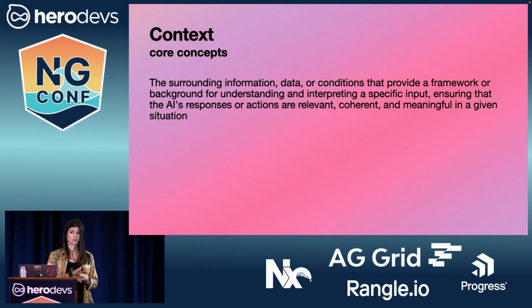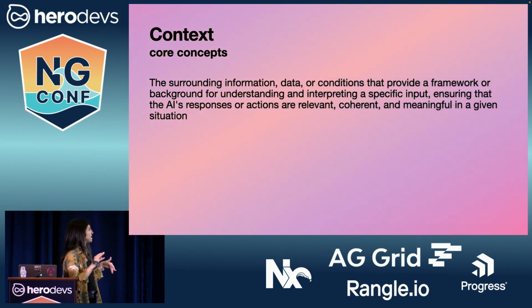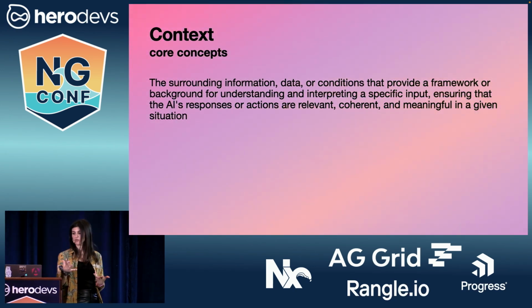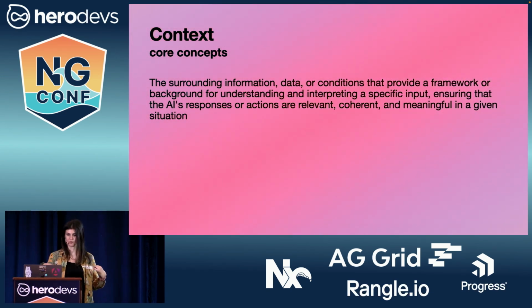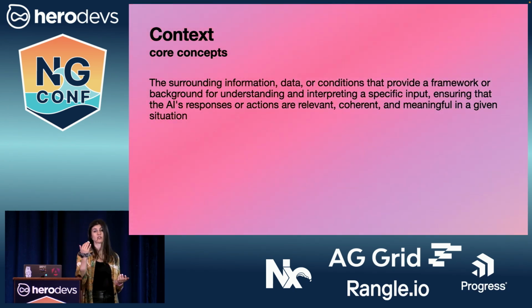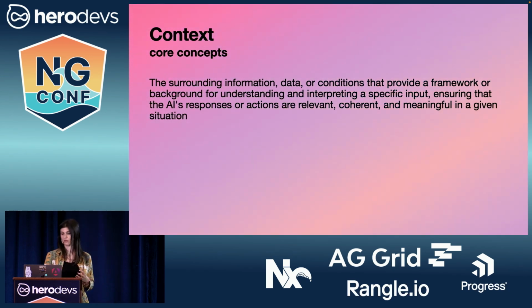What is the context? In the context of AI, the context is the surrounding information, data, or conditions that provide a framework or background for understanding and interpreting a specific input, ensuring that the AI's responses or actions are relevant, coherent, and meaningful in a given situation. So the context that you may give your assistant, or the context that you added to GPT is that, for example, I have added the context that I'm a woman, I'm 36 years old, I am a software engineer, so it knows how to respond, right?